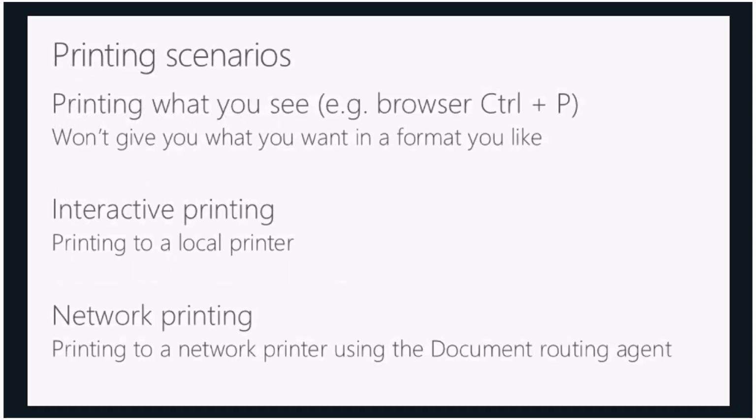So the scenarios for printing are that just printing what you see, what you're used to in a browser, just doing Control P and what's on the page comes out. That does not work in finance and operations for technical reasons. I tried it last night just to refresh myself, and it was a big blank PDF. It did not have anything in it. But getting the business documents and SSRS kinds of reports on paper is what we're talking about. And again, that's either interactive printing or network printing when you're printing from within finance and operations.